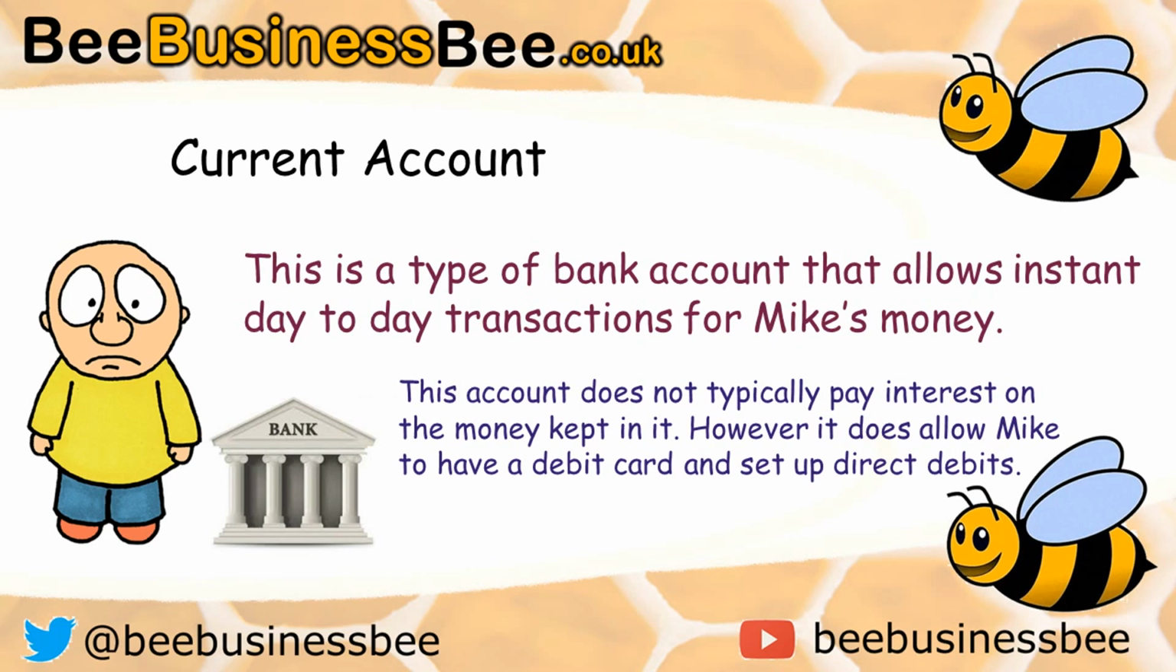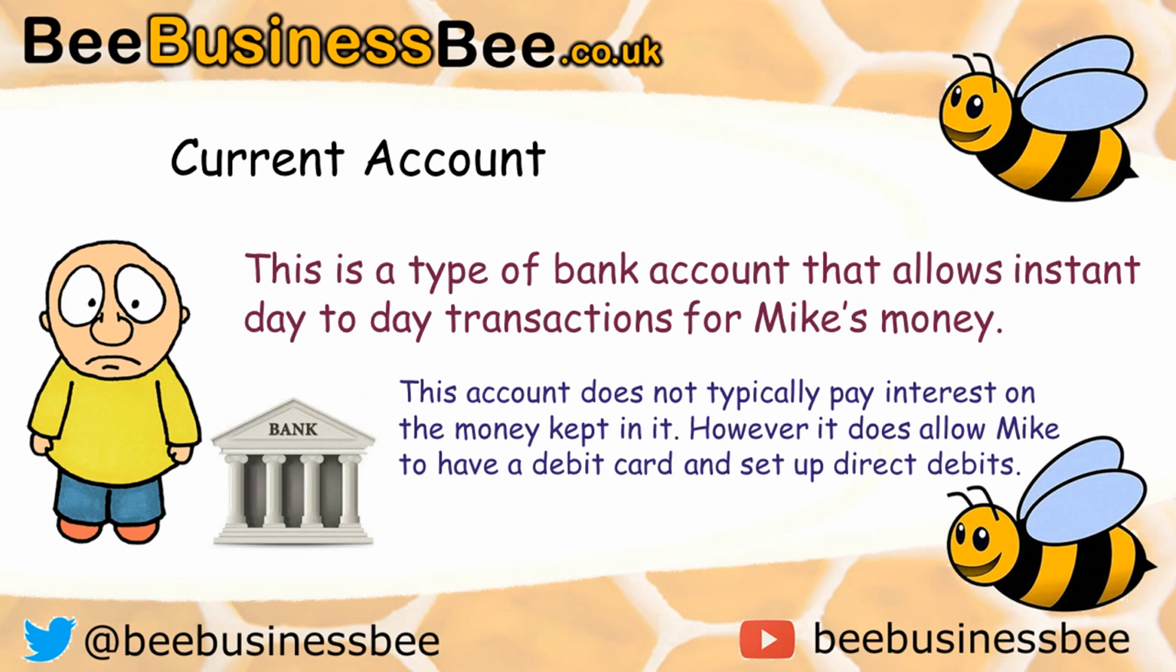Now, one type of account that might get offered by the bank is something called a current account. Now, this type of account is typically free to open. Now, this type of bank account will allow Mike instant access to his day-to-day transactions for his money. This means that he can carry out all those financial activities you'd expect to take place. So his wages could be paid in, for example, and he can pay bills out of that account.